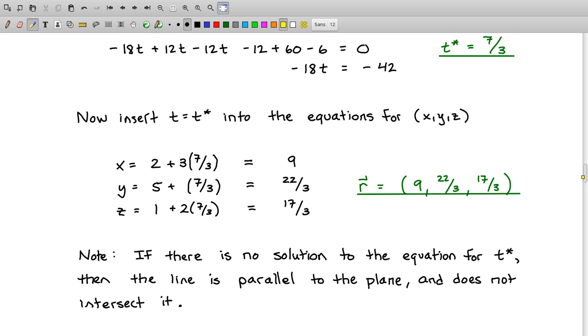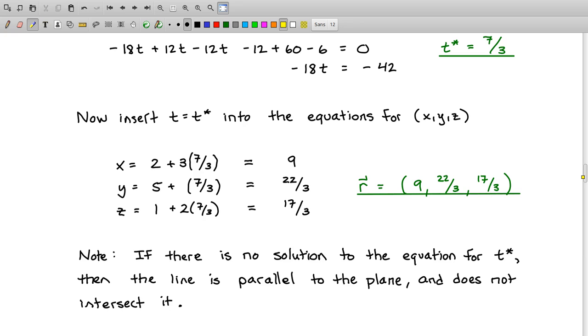Now, this was a problem where the line and the plane did intersect. We found one point of intersection. You may try and solve these equations and find there is no solution. That means the line and the plane are parallel. And if there is no solution, then you would find that the direction vector for the line is perpendicular to the normal vector for the plane, which makes the line and plane parallel with no points in common.